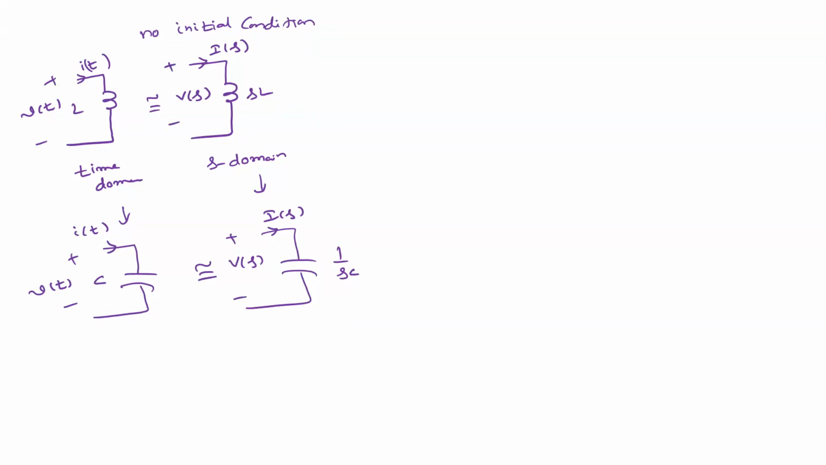Okay, understood. With this theory, we will try to apply it to circuits. We have some circuit, something like this, and its value is U of T.